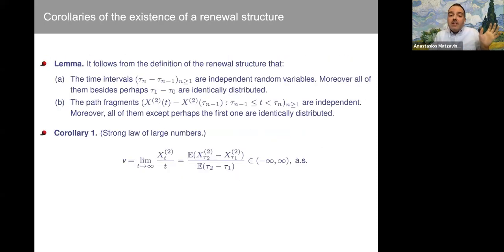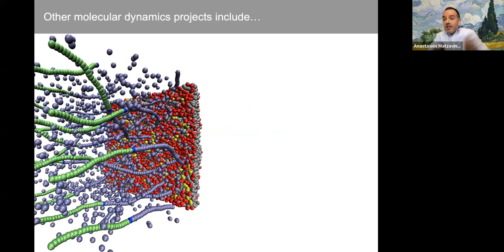If you're a graduate student, we have a lot of projects now, a lot of projects with molecular dynamics that have to do with the actin cytoskeleton for eukaryotic cells, etc. So we can talk about this.